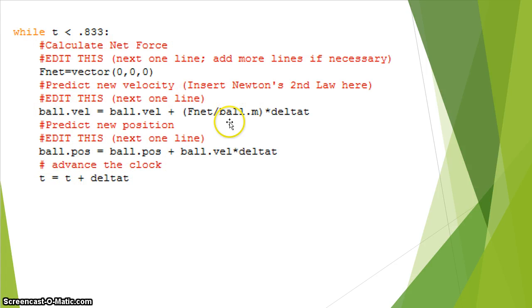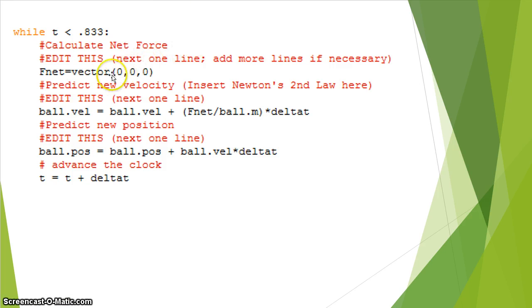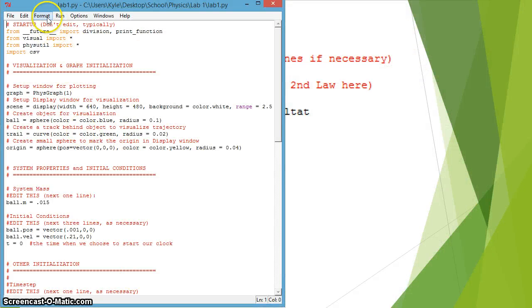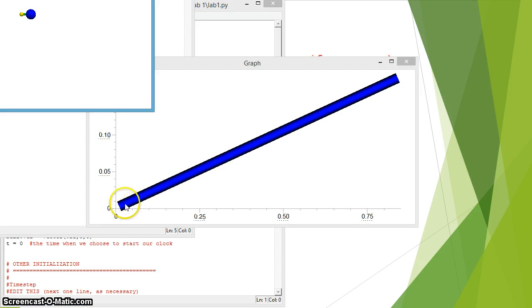Here is the while loop in which the code runs. The final time I set as 0.833, which matches the time here. And since this is constant velocity motion, F net equals 0. And here you can see the equation for the second law, and here you can see the equation for the final displacement. Now let's run the code and see what happens. You can see the graph here.